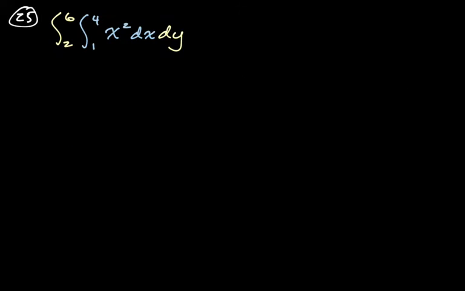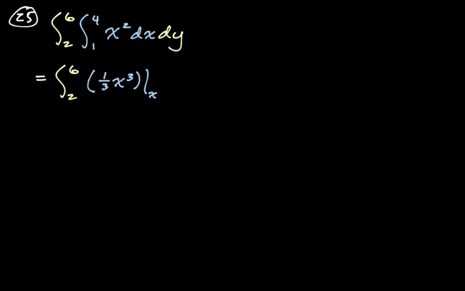We're going from 2 to 6, 1 to 4, x squared dx dy. So this one you can split up into the integral from 2 to 6 of 1 dy times the integral from 1 to 4 of x squared dx. But I'm just going to dive in and do it because it's not super complicated, and I think a lot of people do this without thinking. So we would go 2 to 6. I'm just going to integrate x squared, so I'm doing the inside integral.